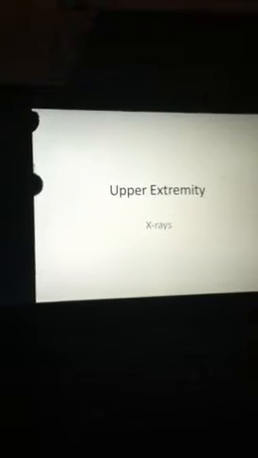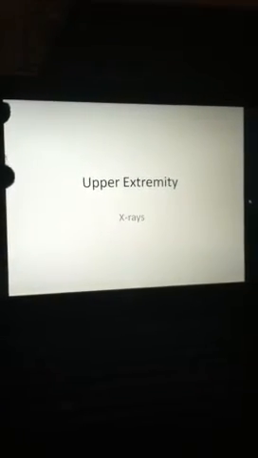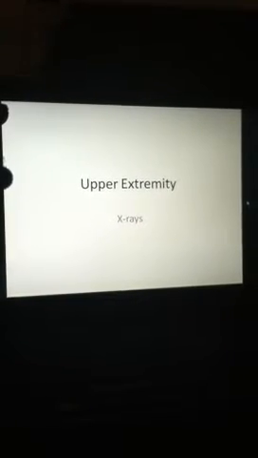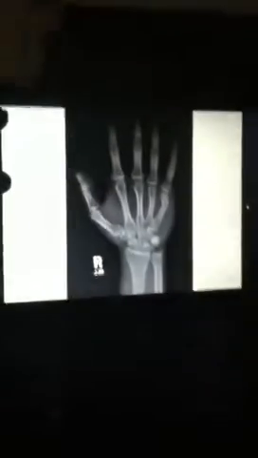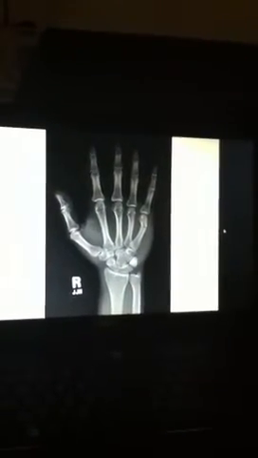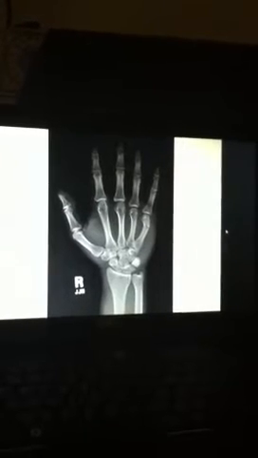Okay, so we decided to just do plain films and one angio with you guys. You don't need to worry about MRIs and CTs. That's too much. You'll learn all of that in your radiology class. So we'll start with the upper extremity. First you have the hand. Hopefully you guys learned all of the bones of your hand last week.